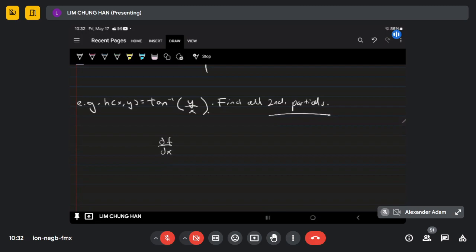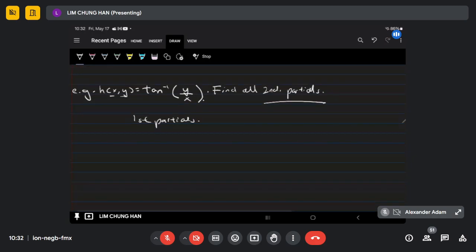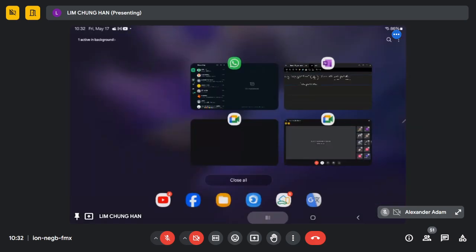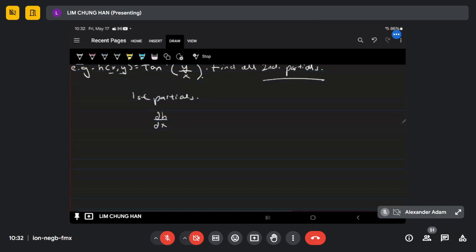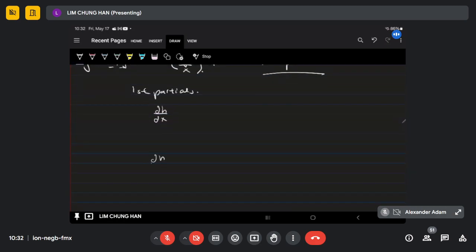In this case, how many variables do we have? X and Y, right? We have two variables. So first partials are dh dx and dh dy. You can see here what the first partials are.